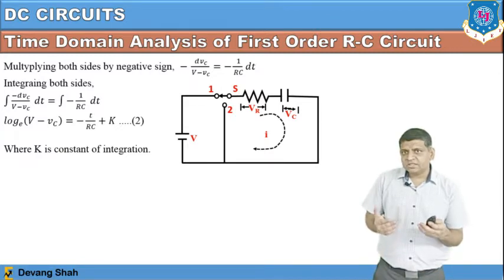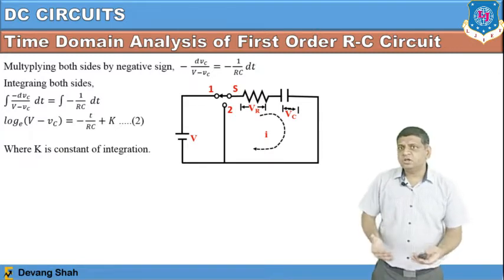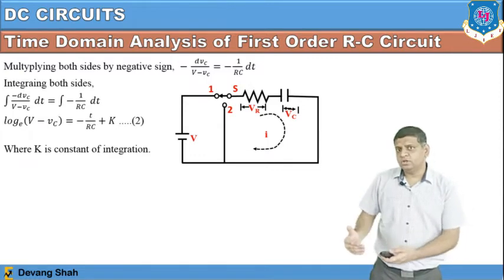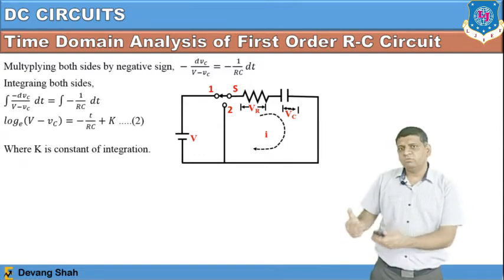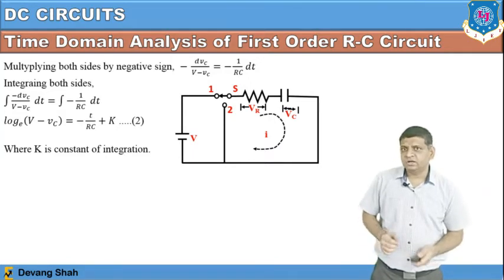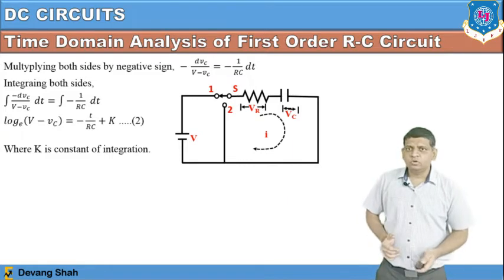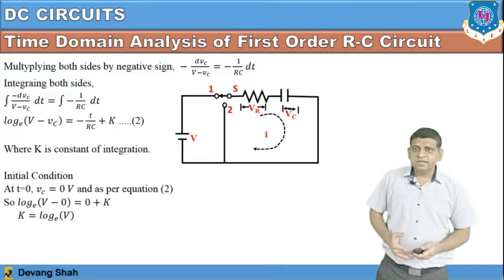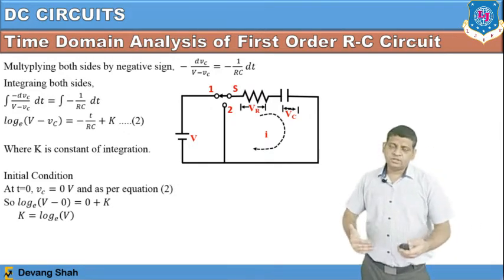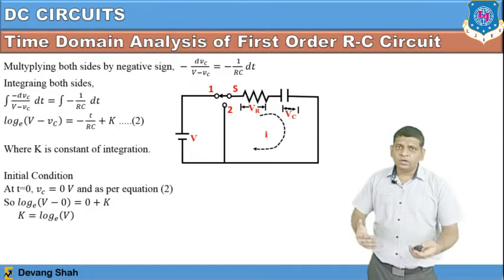This K will represent the initial condition when the switch is connected to position 1. When the switch is connected to position 1, the current would be flowing through the capacitor. This condition is the initial condition, so at the initial condition, time t must always be equal to 0. When I take time t equal to 0, the voltage across the capacitor must be 0. This particular term I am going to put in equation number 2.